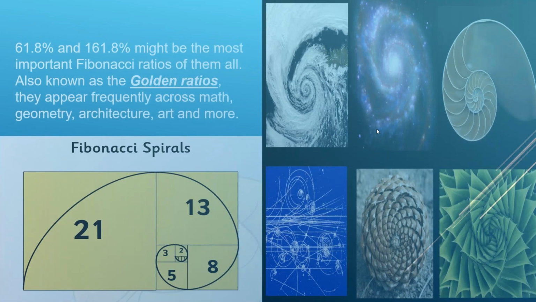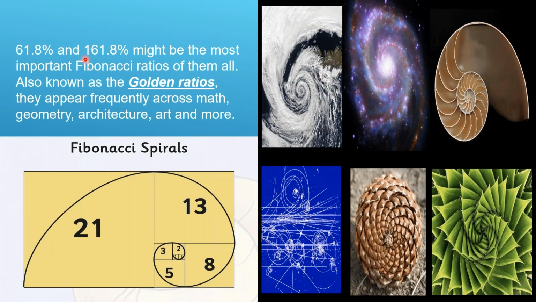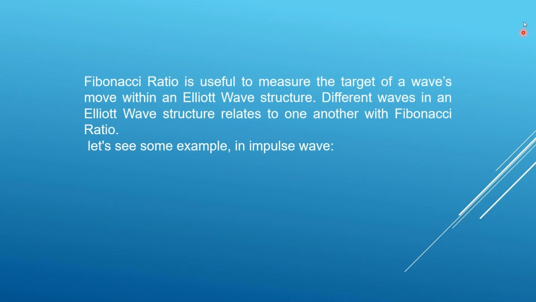The 61.8 and 161.8 might be the most important Fibonacci ratios of them. We call them the golden ratio. They appear frequently across math, geometry, art, and even in nature. The Fibonacci ratio is useful to measure the target of a wave move. We were reviewing in a very fast way; you can review the Fibonacci webinar on our website. But we will use the Fibonacci ratio when we try to measure the wave relation.